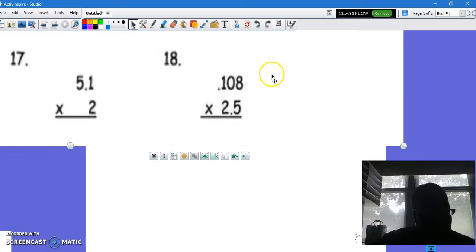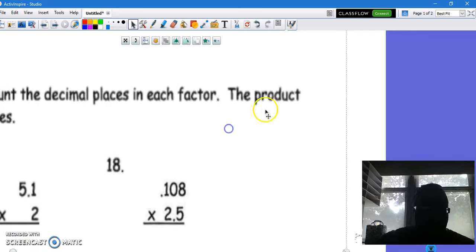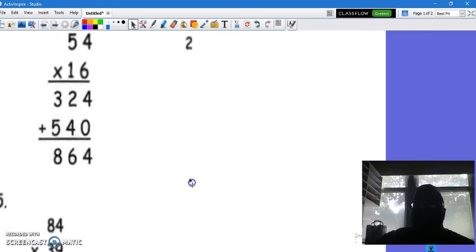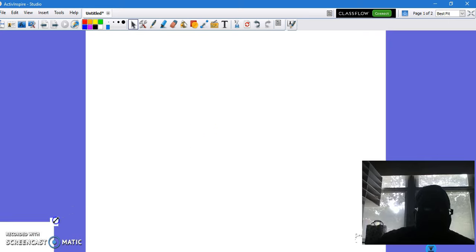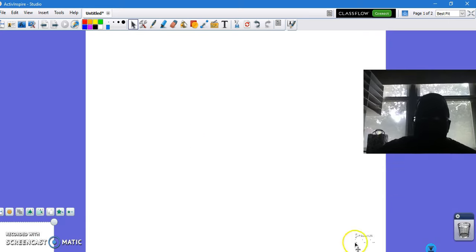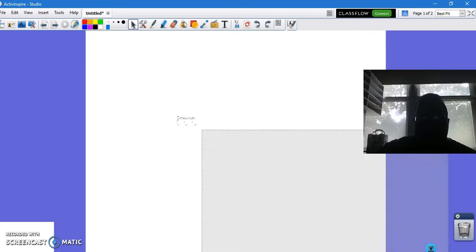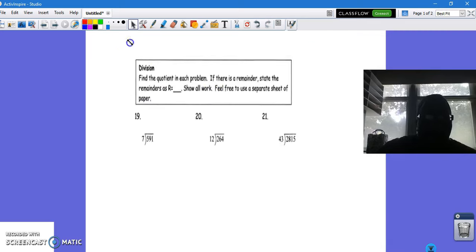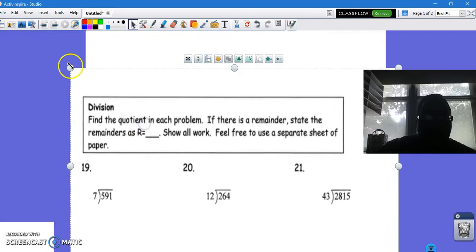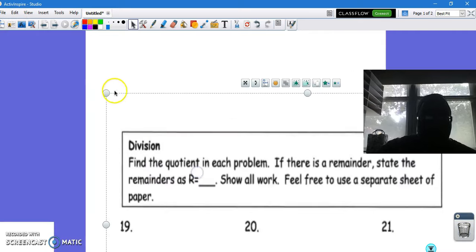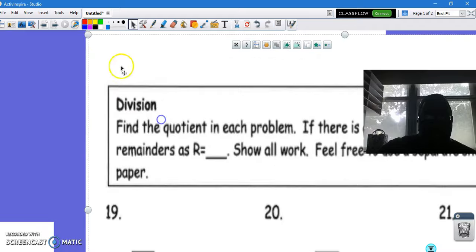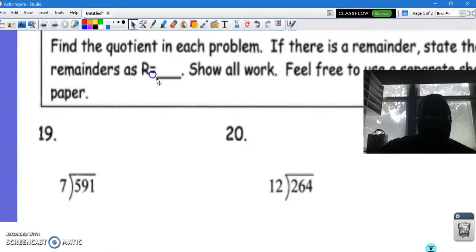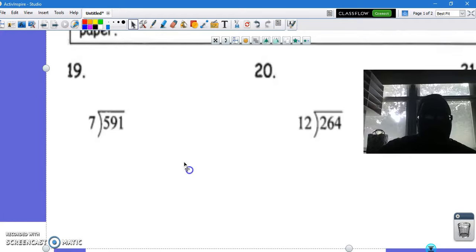Okay, I think that was the end of... oh, no, there's some division on this page, too. Oh, yeah. Oh, y'all thought you got lucky for a second there. I almost forgot to do the division. But I remembered. Here it is. All right. Again, try not to use a calculator, and I need to see all your steps, okay?